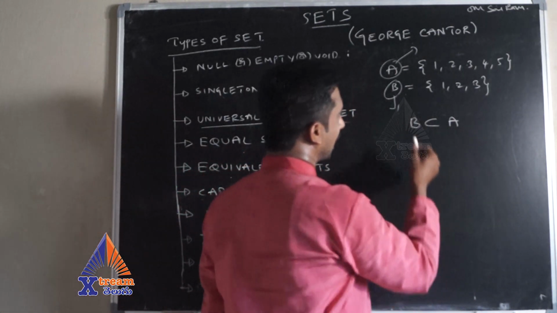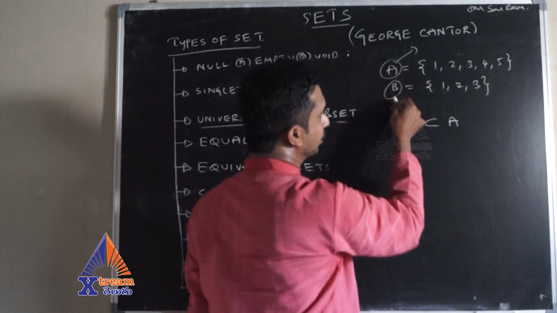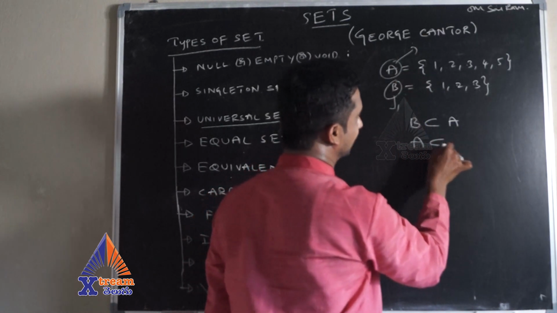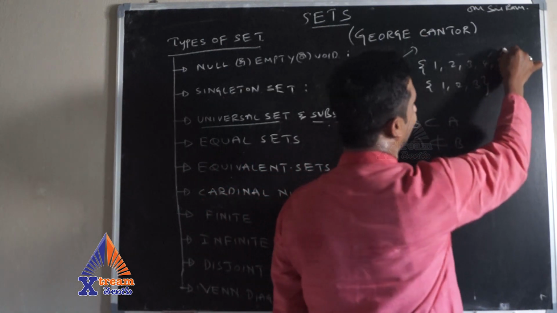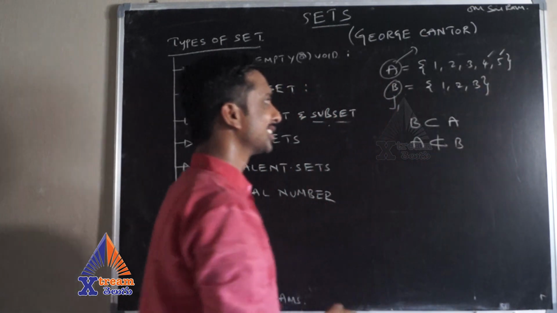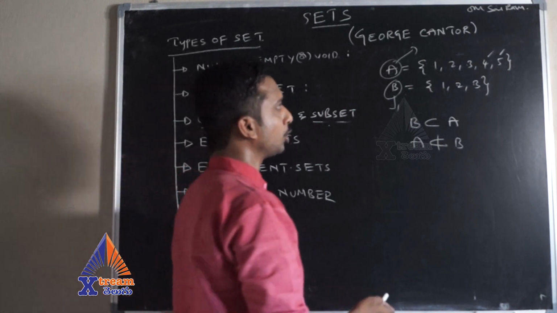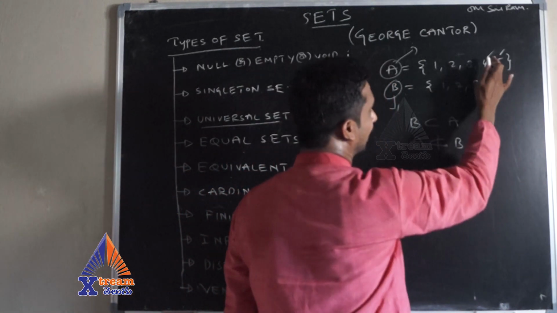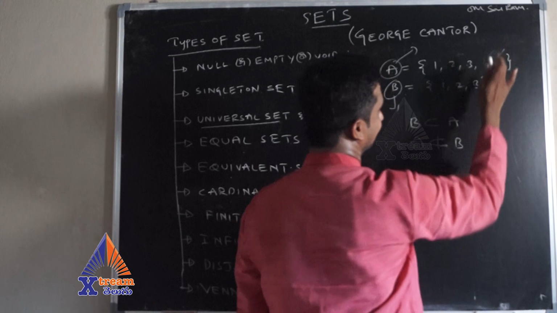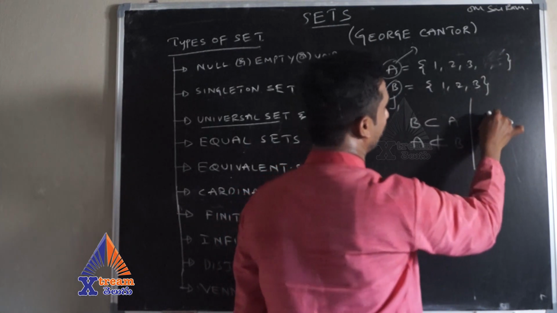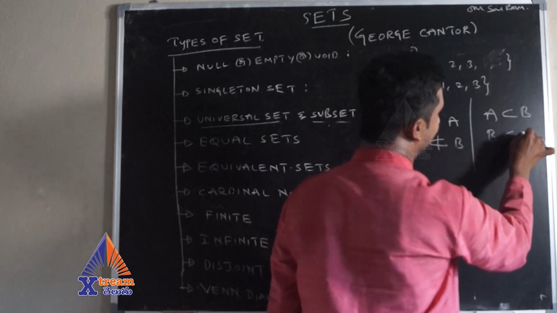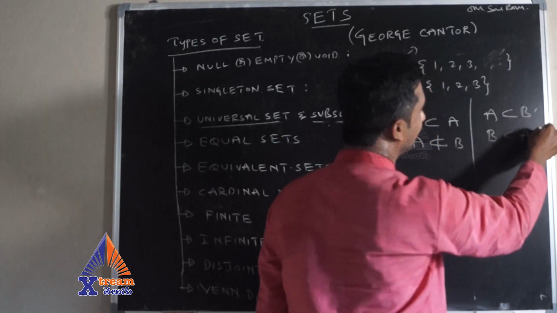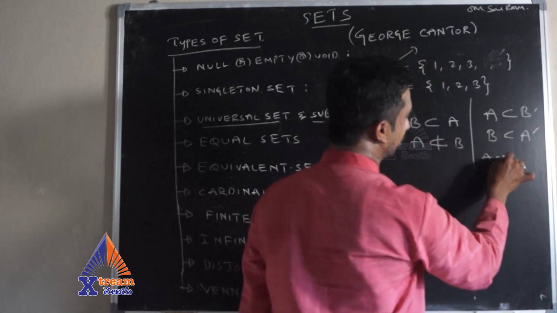Now, can I say A is a subset of B? No. A is not a subset of B because the elements 4 and 5 are not included in the set B. If I erase 4 and 5, then A is a subset of B and B is a subset of A. This happens only when A is equal to B.